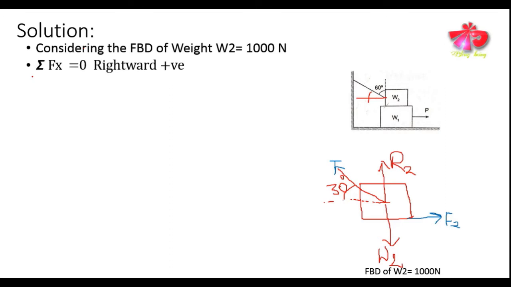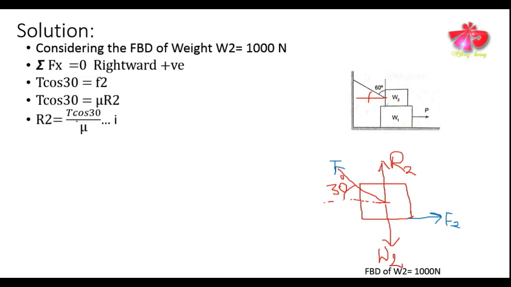Now we shall use the equilibrium equations. Firstly, we consider the summation of forces in x direction equals 0, and taking the rightward direction as positive, we get T cos 30 degree equals F2. Here F2 is the friction force occurring in this body. Since the string is acting along this direction, there will be a friction force between the weights W2 and W1. We put the value of F2 as mu into R2, and with the coefficient of friction as 0.40, R2 comes out to be T cos 30 degree by mu. Let it be equation 1.